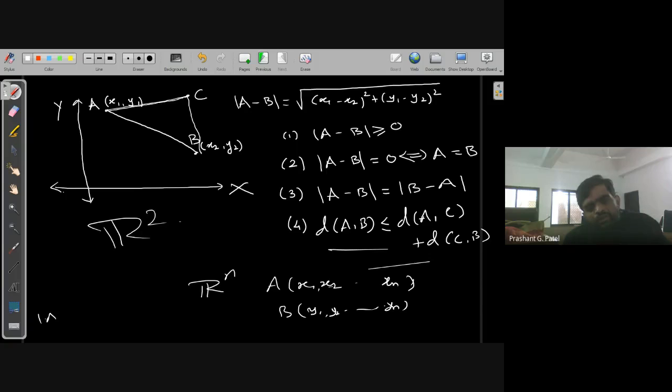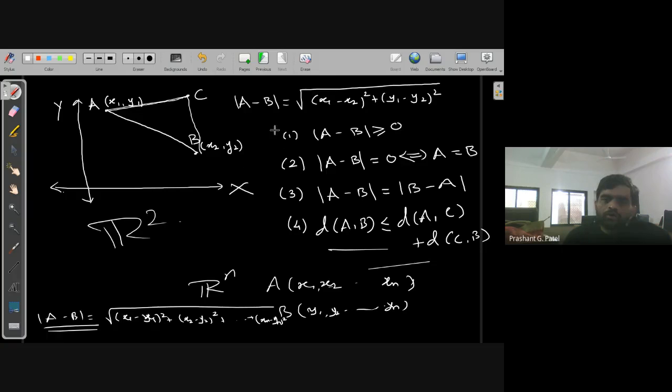And the distance between A and B, we know it is the square root of (x1 minus y1) square plus (x2 minus y2) square up to and so on (xn minus yn) square. And this distance between A and B also satisfies this property.